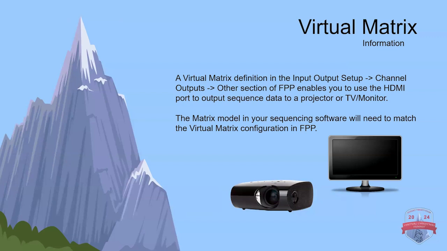For those who may not know, a virtual matrix definition that you set up within FPP allows you to take the HDMI port and output that sequence to a projector or a TV monitor. Some people would find this beneficial if they have a projector, or they're planning on maybe using a TV monitor for a tune-to sign, for instance. The matrix model that you create within xLights has to match the virtual matrix configuration in FPP. And you'll see that that's the case here.